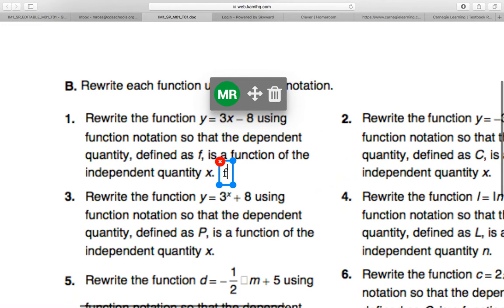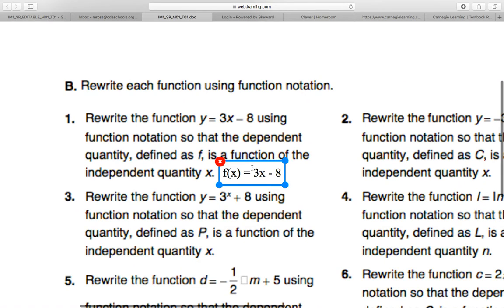because it's telling us it's defined as y, is a function of the independent quantity x, which is telling us what is inside of our parentheses. So that first letter defined as blank is going to be the outside letter, is a function of the independent quantity of x. Usually it's x, sometimes it could be other letters, and that's going to be the number or the letter inside of your parentheses.